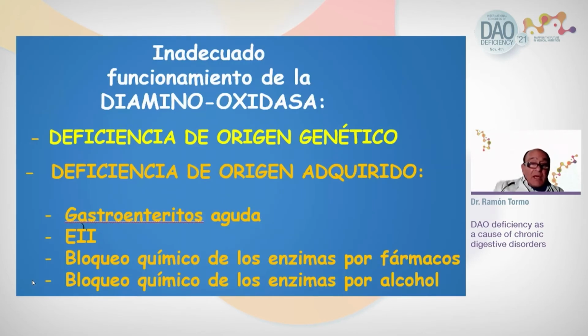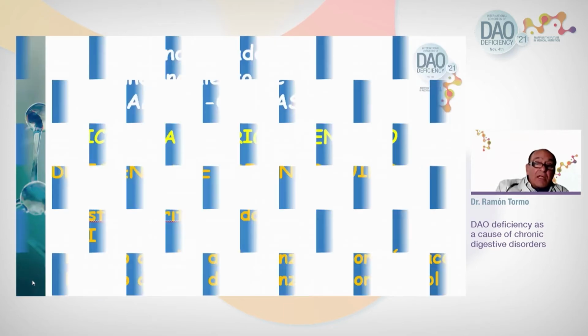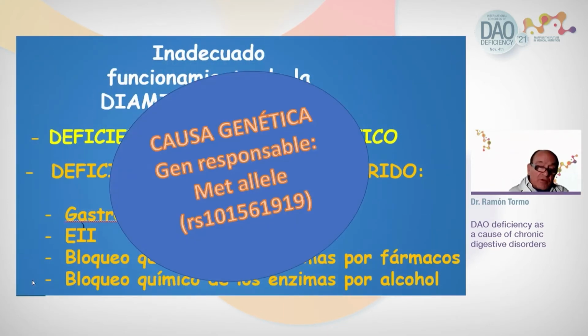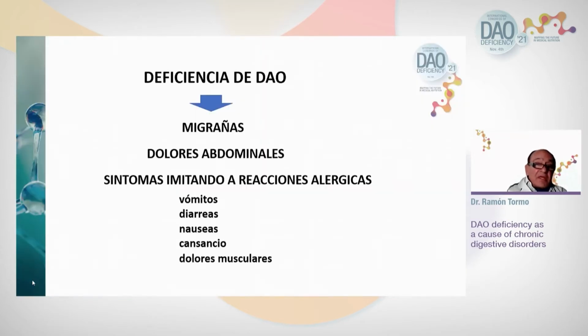a more complicated health problem. The inadequate functioning of diamine oxidase could be because of a genetic cause or an acquired deficiency, and the acquired causes are one of the main reasons for this DAO deficiency. In the acquired case, it can be due to acute gastroenteritis or intestinal disorder, the chemical blockage of enzymes, among them DAO, by the use of drugs, or a chemical blockage of enzymes by alcohol. And this leads to a deficiency of diamine oxidase. The genetic origin is known and has been studied, and I think they've talked about this as well this morning.